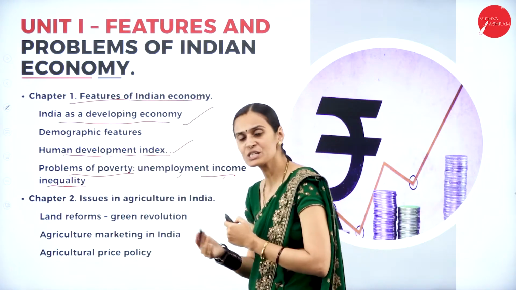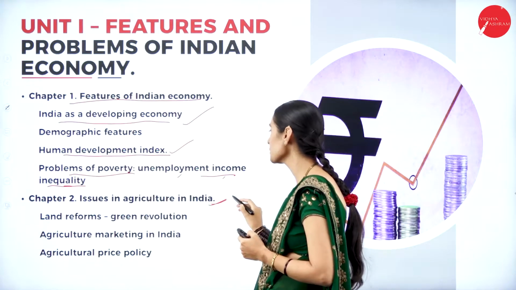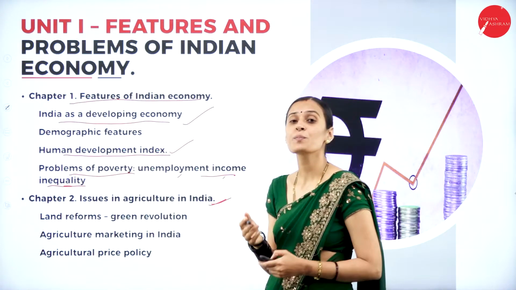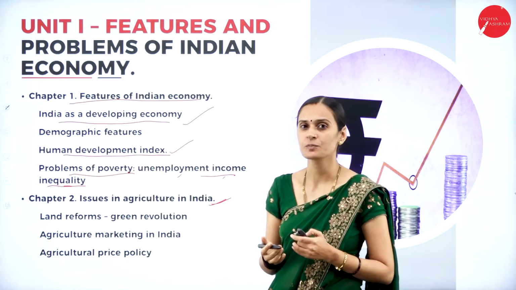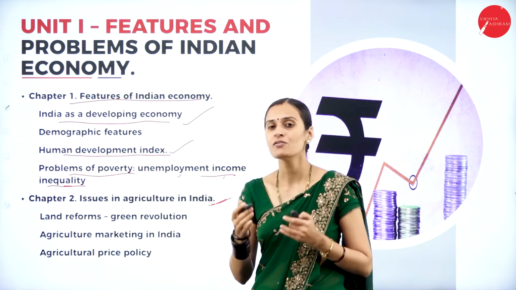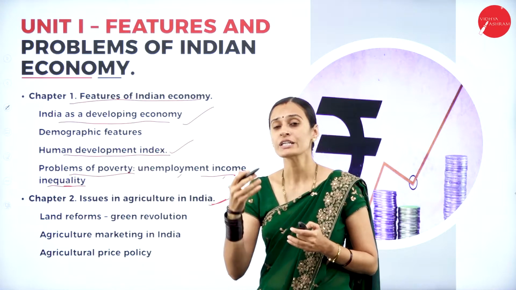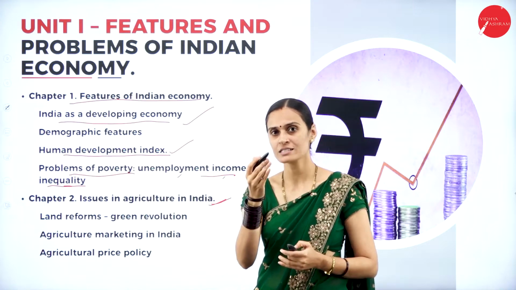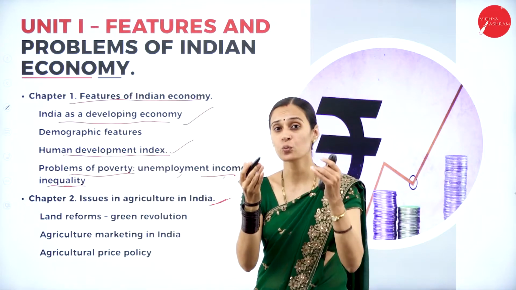So coming to the second chapter, this is on issues in the agriculture system in India. Yes, what are the problems of the agriculture sector? More than half of the total population depends on the agriculture sector, but the contribution from the agriculture sector to the GDP is very low.